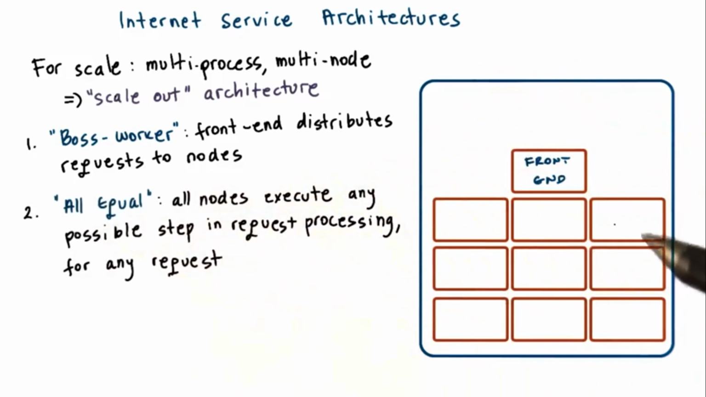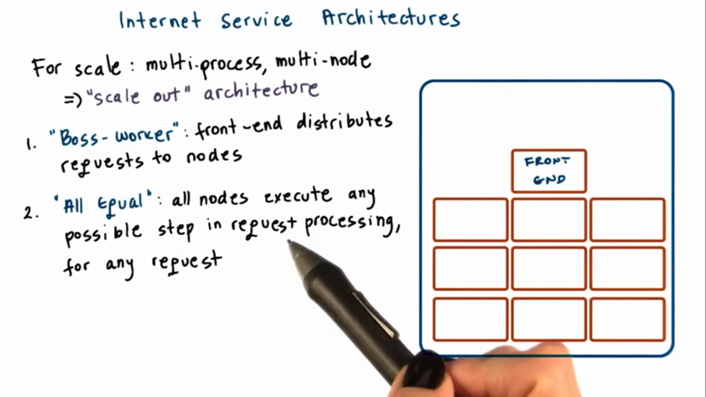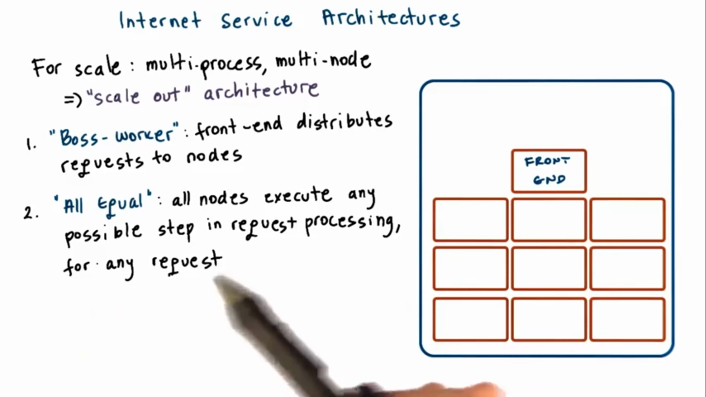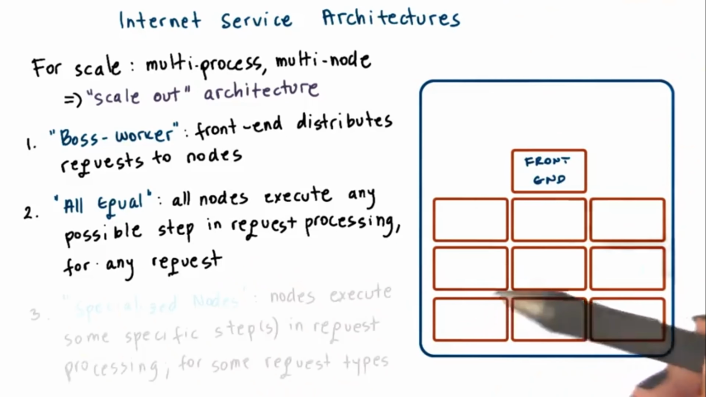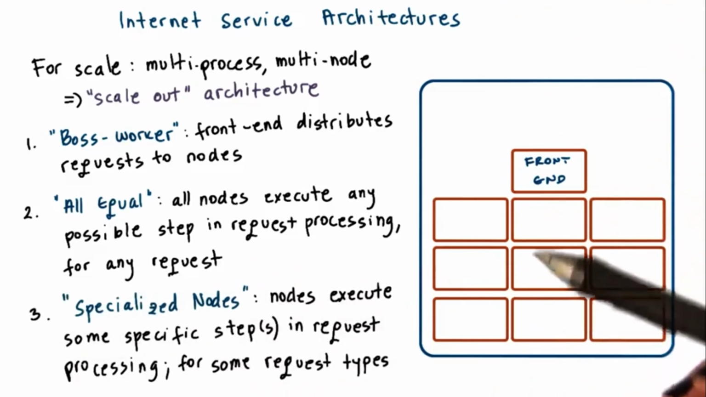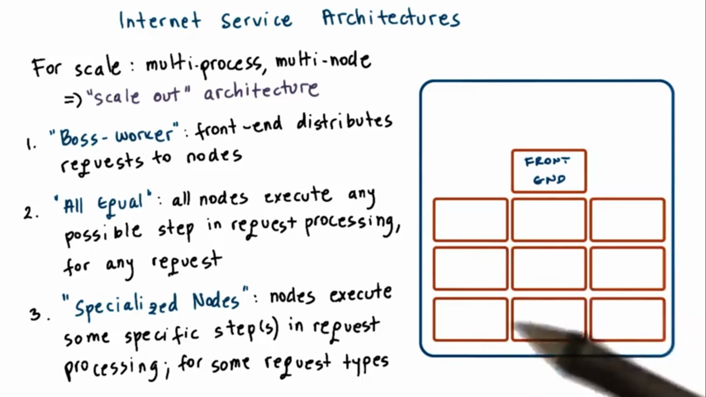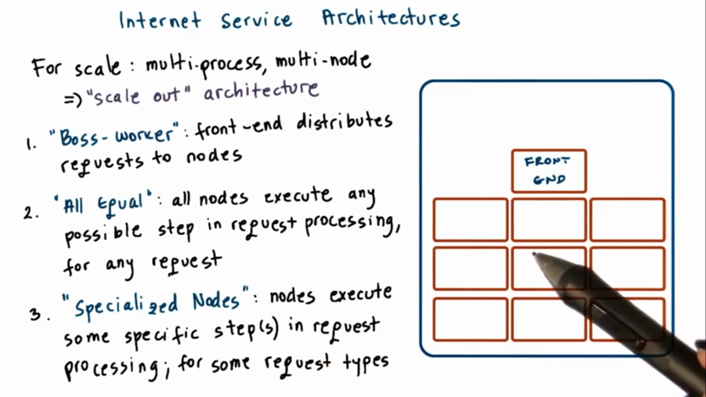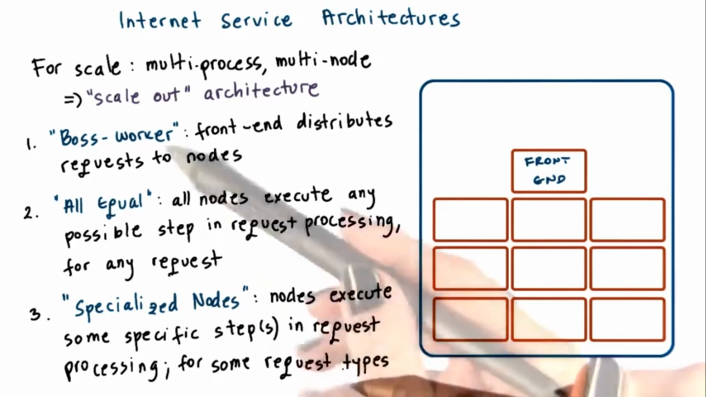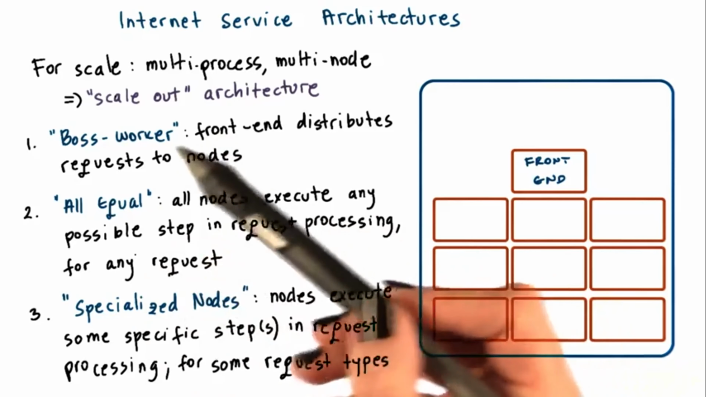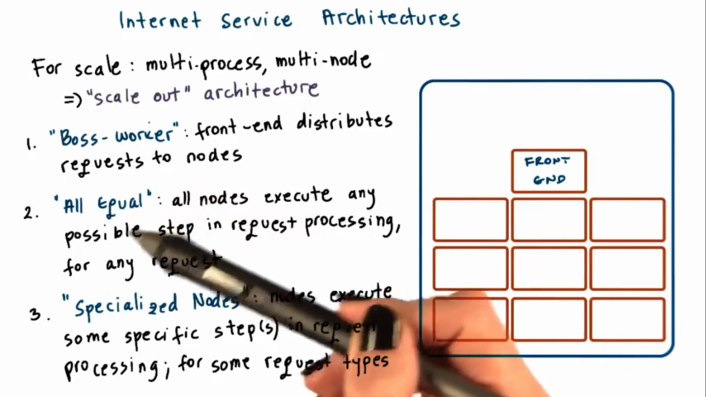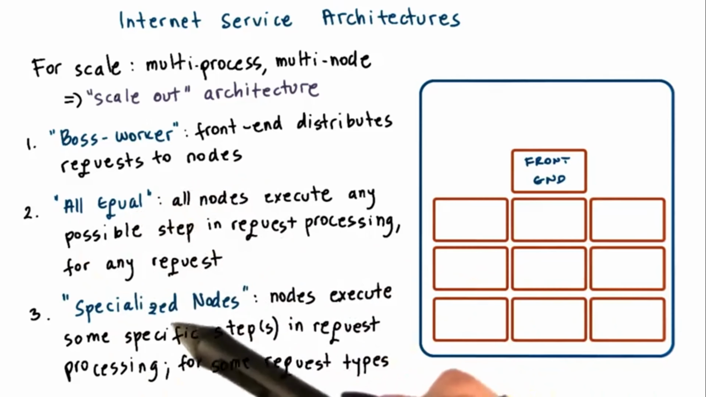One possibility afterwards is that every single one of the nodes is capable of executing any possible step that's required for the processing of the request, and that they can handle any possible request that may come in from the external users. The other possibility is that the nodes can be specialized to execute only some specific steps in the request processing, or they can be specialized only for certain types of requests. This is again analogous to what we talked about when discussing the boss-worker pattern, that the workers may be general purpose, so they may perform any processing, or they may be specialized for certain tasks.